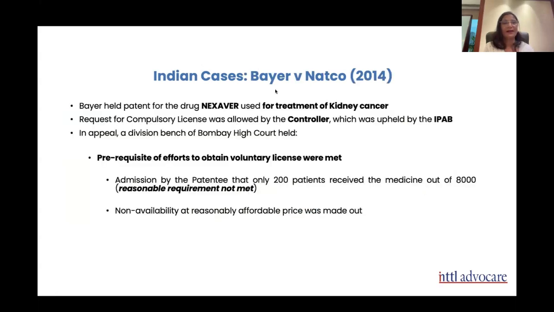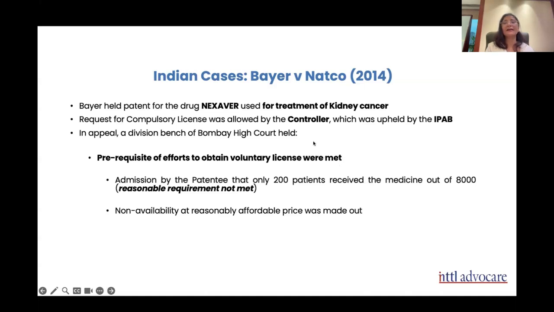So if you see here, this was a case of 2014, almost 10 years back, for a drug, Nexavar, which is for the treatment of kidney cancer. A request for compulsory license was allowed by the controller of patent, and an appeal was filed before then IPAB, now abolished, and the matter went up to the Bombay High Court and also to the Supreme Court. But before I talk about what happened in the Supreme Court, let's look at why this was granted. So one of the conditions, the prerequisite of efforts to obtain voluntary licenses, was met.